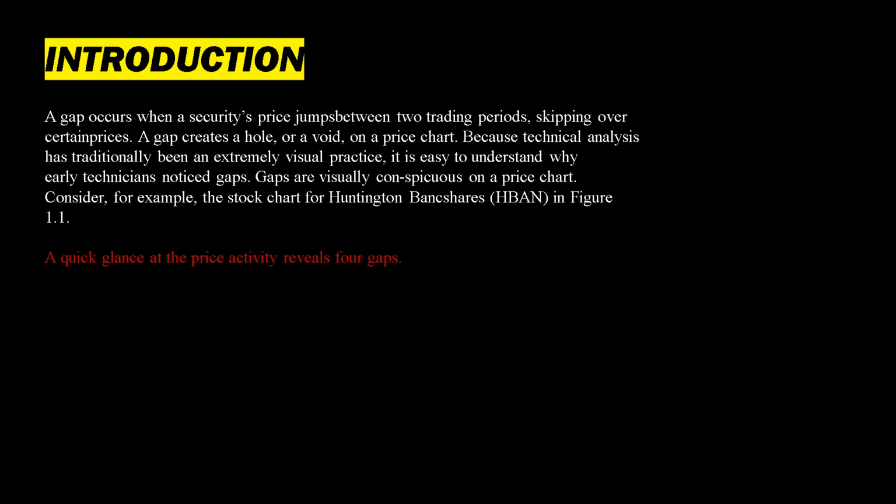A gap occurs when a security's price jumps between two trading periods, skipping over certain prices. A gap creates a hole or a void on a price chart. Because technical analysis has traditionally been an extremely visual practice, it is easy to understand why early technicians noticed gaps. Gaps are visually conspicuous on a price chart. Consider, for example, the stock chart for Huntington Bank shares, or HBAN, in Figure 1.1. A quick glance at the price activity reveals 4 gaps.